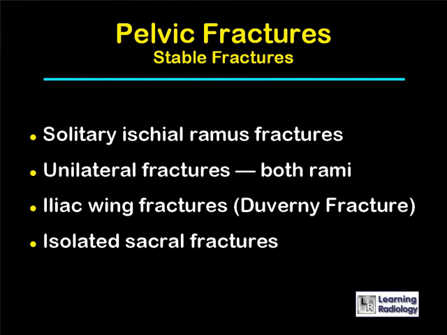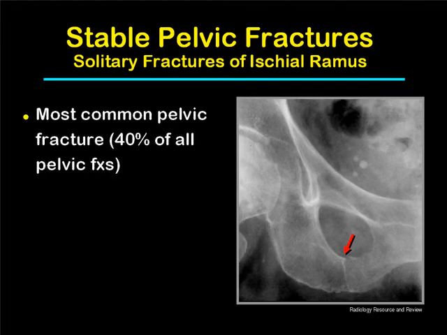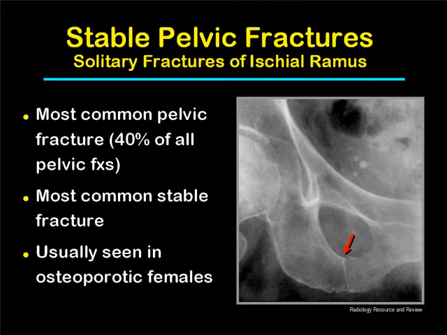The stable fractures we're going to talk about are a solitary fracture of the ischial ramus, unilateral fractures of both rami, iliac wing fractures, also called Duverney fractures, and isolated sacral fractures. Solitary fractures of the ischial ramus are the most common of all pelvic fractures, occurring in about 40% of all pelvic fractures. They are also the most common stable fracture. They are usually seen in osteoporotic females. They are frequently called insufficiency fractures, and the red arrow is pointing to a sclerotic line, which is frequently the only finding at the site of the fracture of the ischium or the inferior pubic ramus.